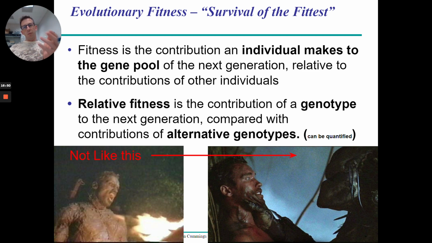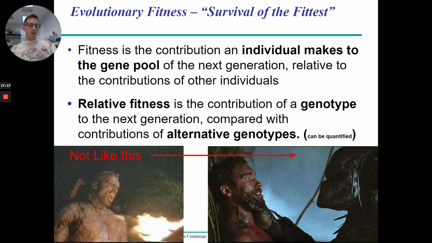This is just a more concise way of saying those exact things, a different angle into looking at the explanations of natural selection. Relative fitness is the contribution of a certain genotype to the next generation compared to contributions of alternative genotypes. And this is something that can be quantified. You can look at reproductive rates of different individuals.